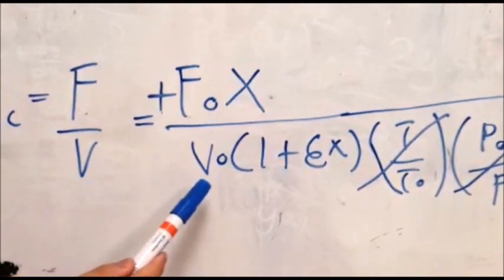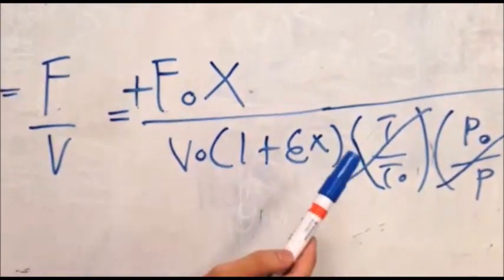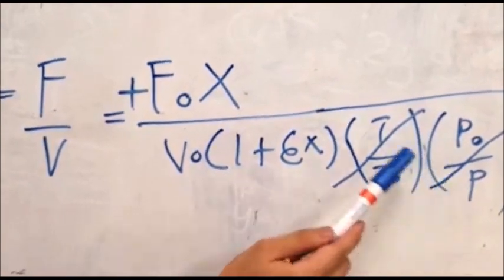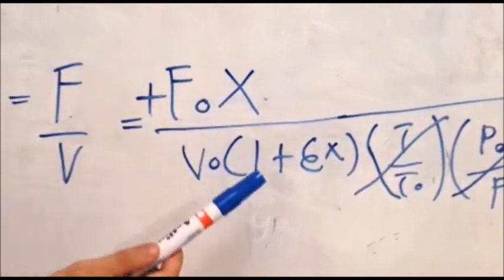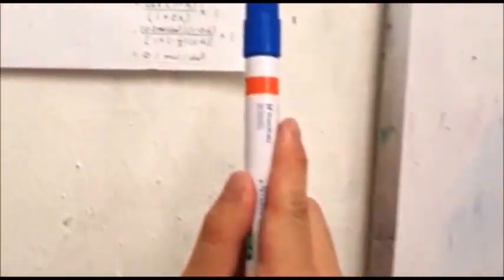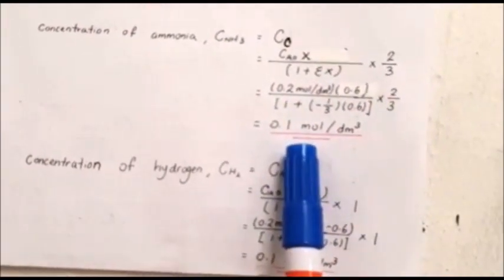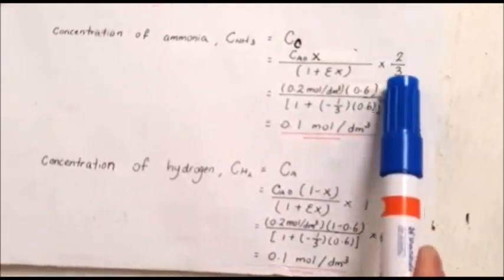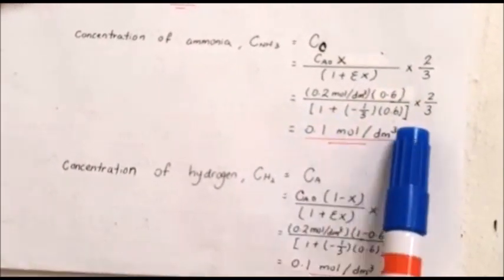And for V, it is the rearrangement from the ideal gas law as I mentioned, V0 plus this, and the thing is, P0 over P and T over T0 will be equal to 1 because it is an isobaric and isothermal process. So from there, we simply substitute all the values that we have and we get the final answer. But bear in mind that we have to multiply with the stoichiometric coefficient, which gets us to the final answer, 0.1 mole per dm cubed.